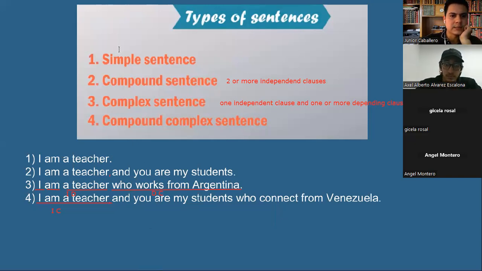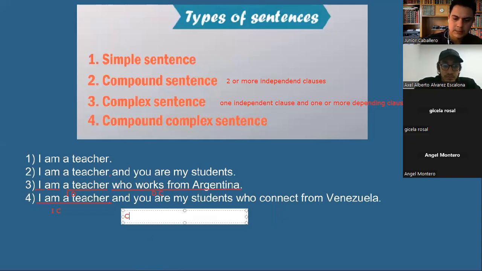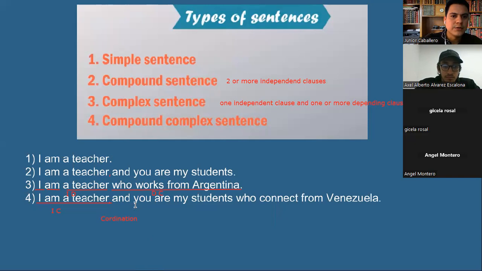And is a coordinating conjunction. Vamos a poner aquí coordinating. You empieza de nuevo un sujeto, un verbo, un complemento. Eso la hace otra independent clause.